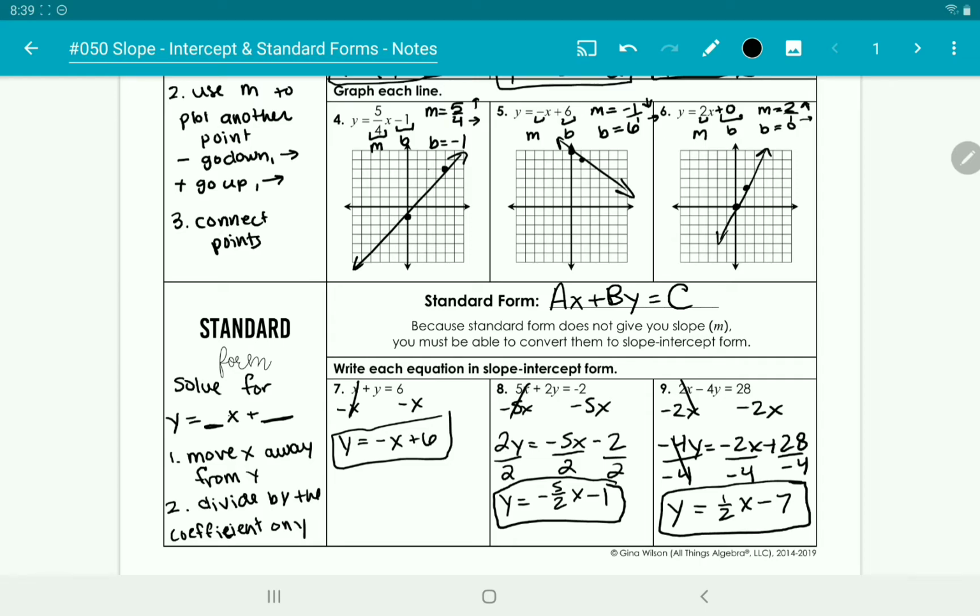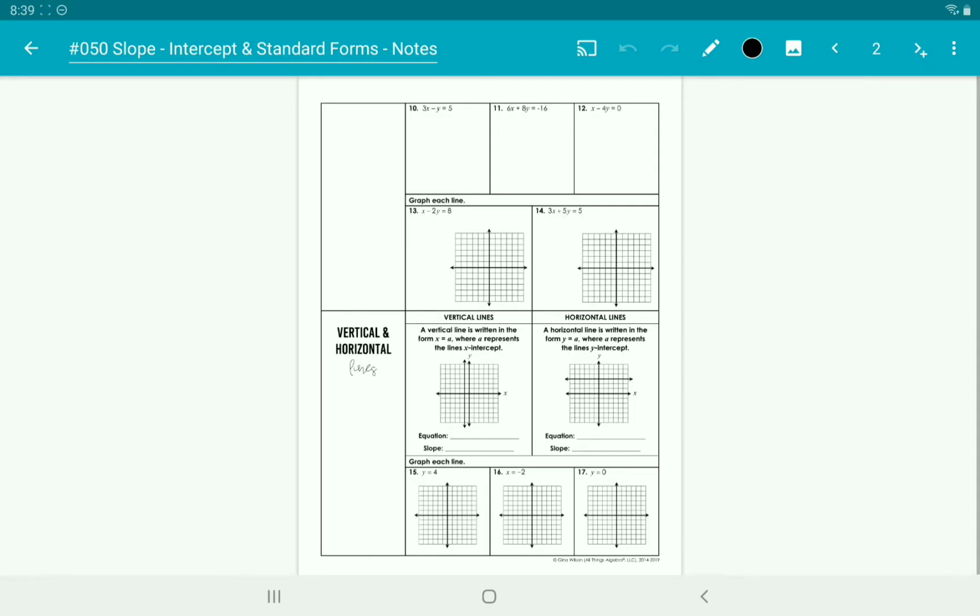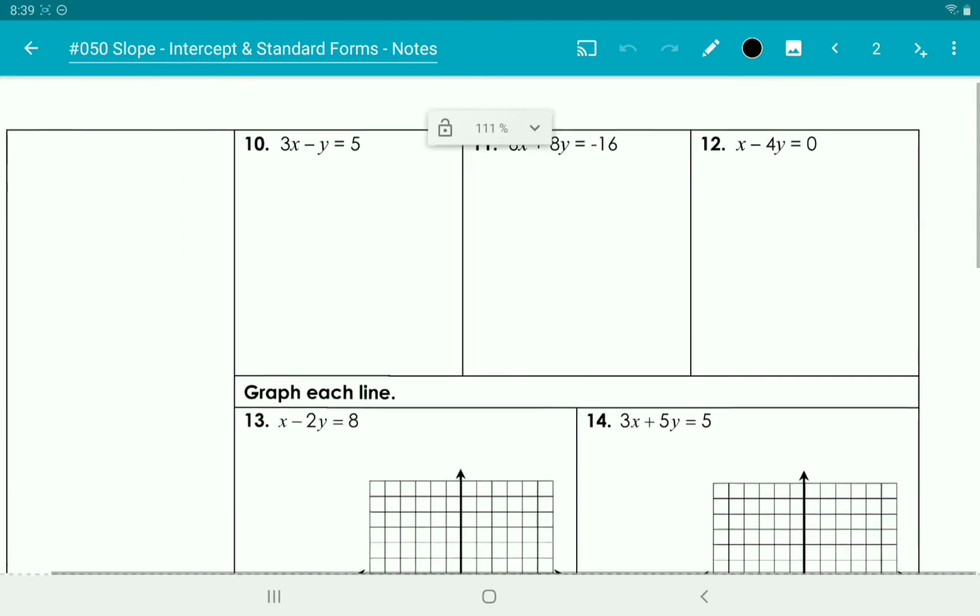So again, we're just going to move x away from y, so subtract it to the other side. The x term, we're going to divide by the coefficient on y. That's going to give us y equals something times x plus or minus something else, which is going to give us into slope-intercept form.